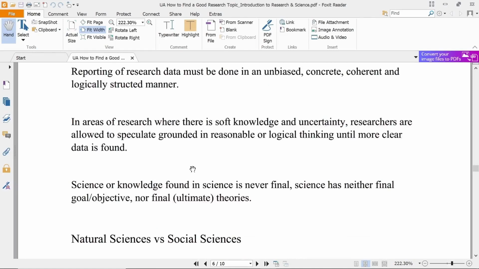In areas of research where there is soft knowledge and uncertainty, researchers are allowed to speculate, grounding it in reasonable or logical thinking until clear data is found. Science, or knowledge found in science, is never final. Science has neither a final goal or objective, no final ultimate theories. So there's no final theory in science. So what does this mean?